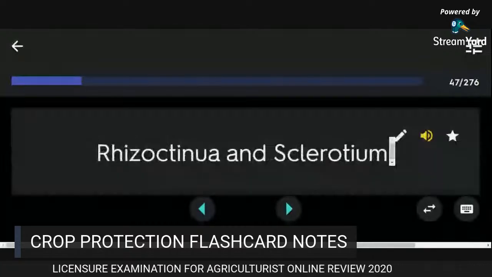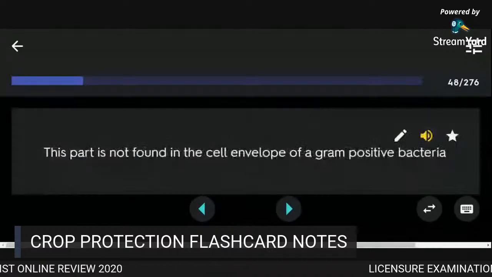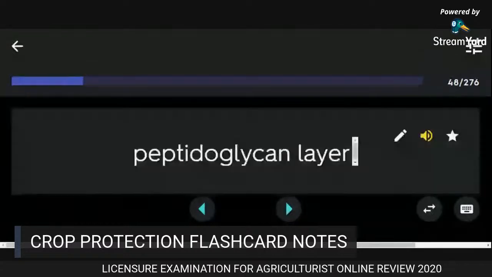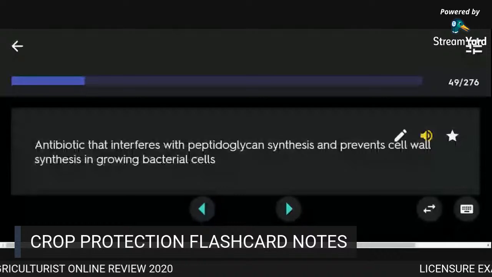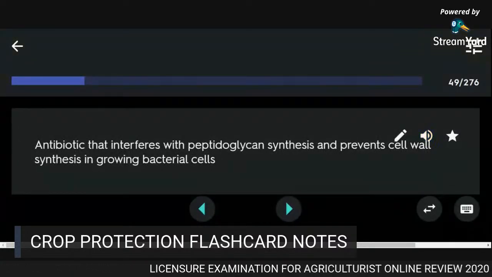Fungal pathogens that do not produce any spores: Rhizoctonia and Sclerotium. This part is not found in the cell envelope of a gram-positive bacteria: peptidoglycan layer. Antibiotic that interferes with peptidoglycan synthesis and prevents cell wall synthesis in growing bacterial cells: kanamycin.